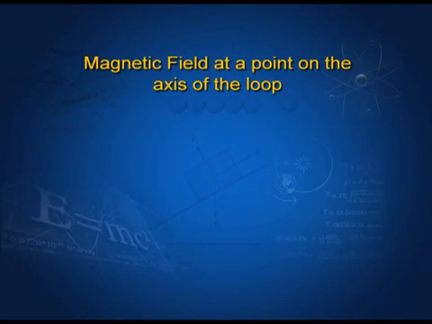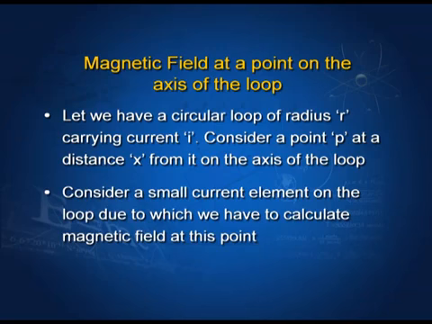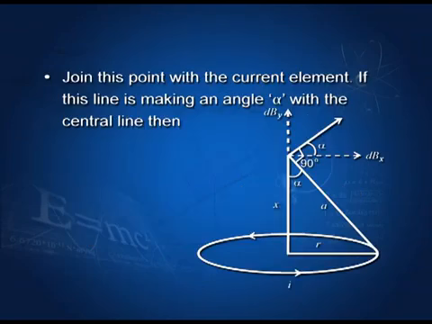Magnetic field at a point on the axis of the loop. This is the second application of Biot-Savart law. Let we have a circular loop of radius r carrying current I. Consider a point P at a distance x from it on the axis of the loop. Let we have a small current element on the loop, due to which we have to calculate the magnetic field at this point P. Join this point P with the current element.